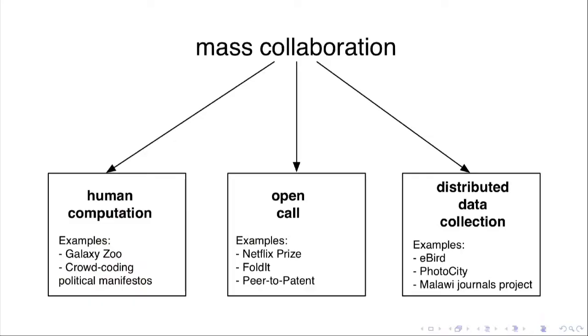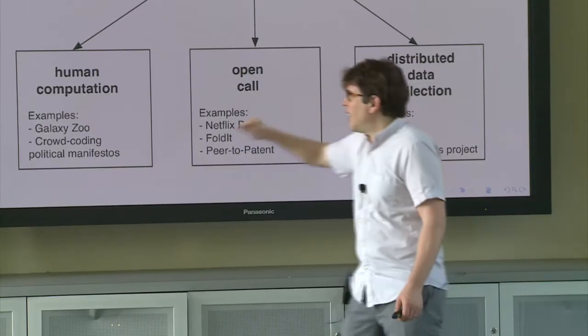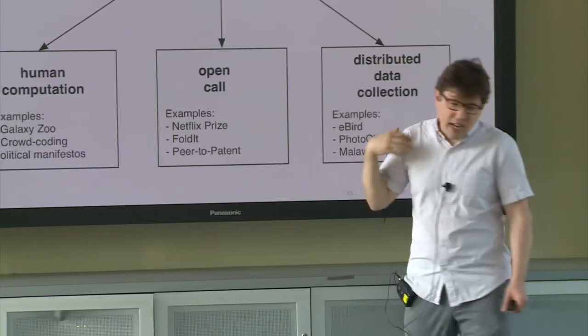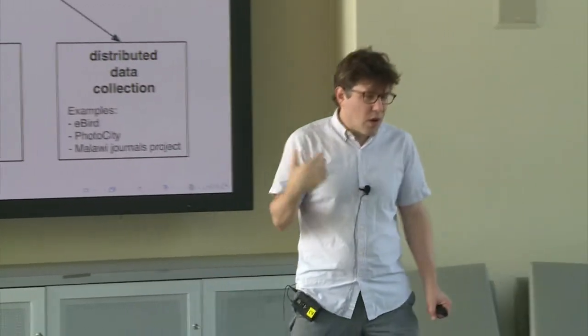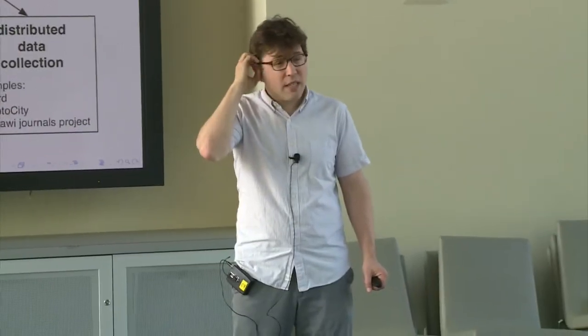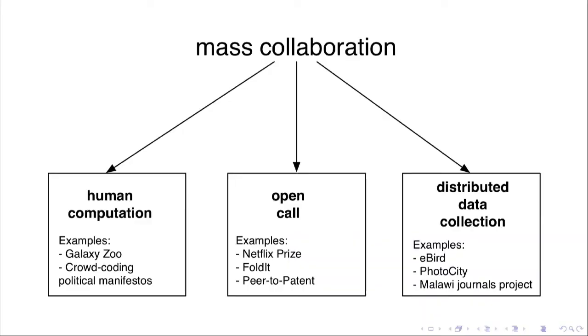So these are the kinds of problems that in the past researchers might have asked undergraduates to do, let's say. A second kind of problem is what I would call an open call problem. In this case, the difficulty comes not from the scale, but from the problem itself. If you have a problem that's really hard, you might not even know how to solve it, even if you had unlimited amounts of time. And so you can open up this question to many people, and hopefully they can submit a solution to you.